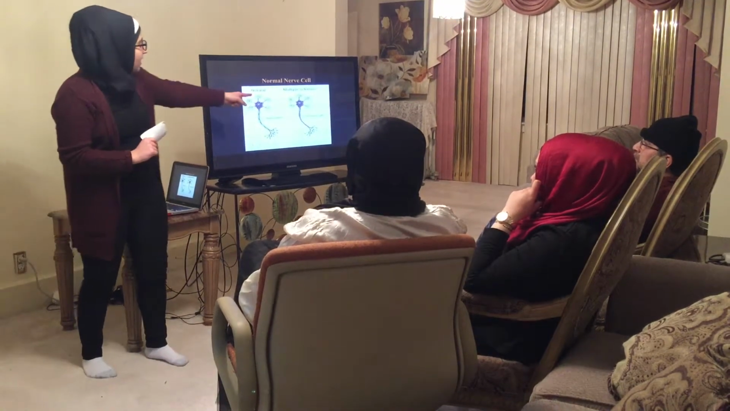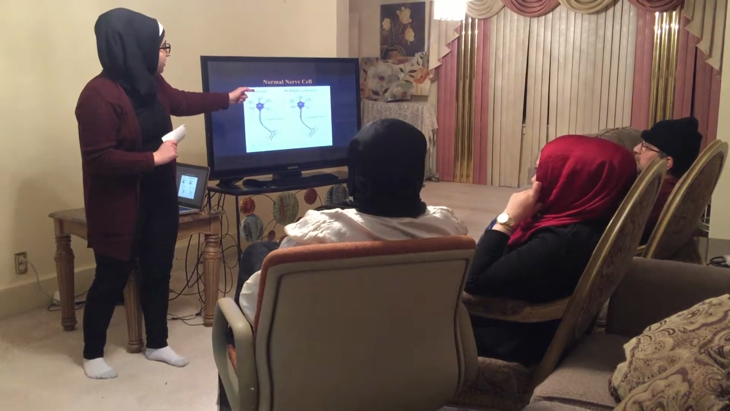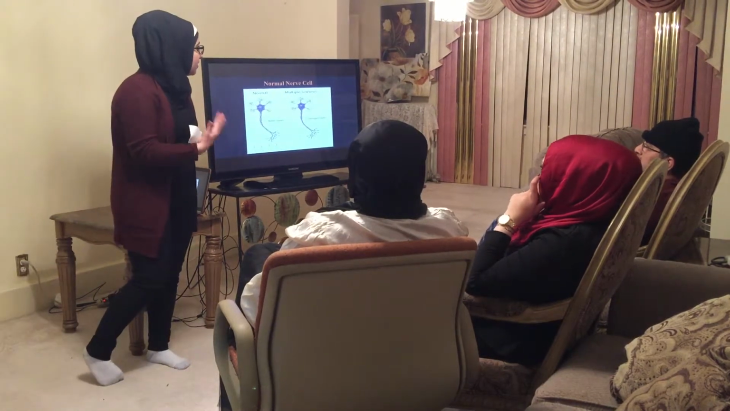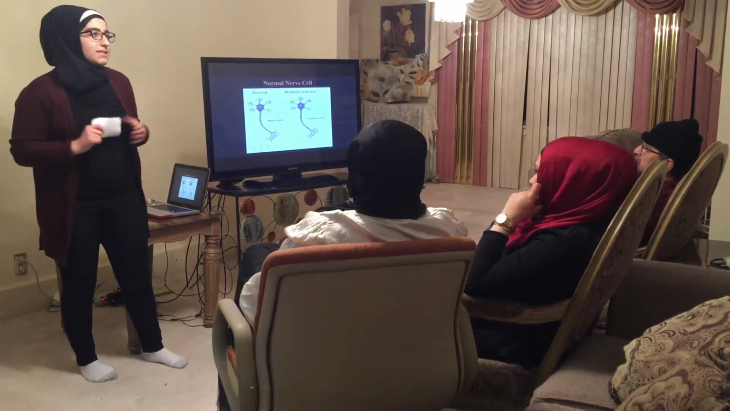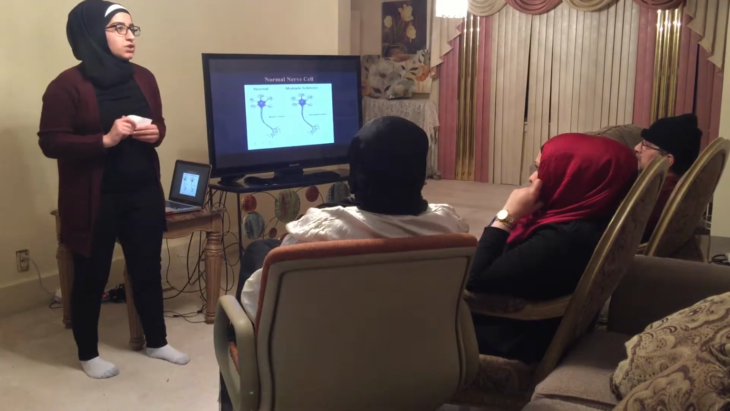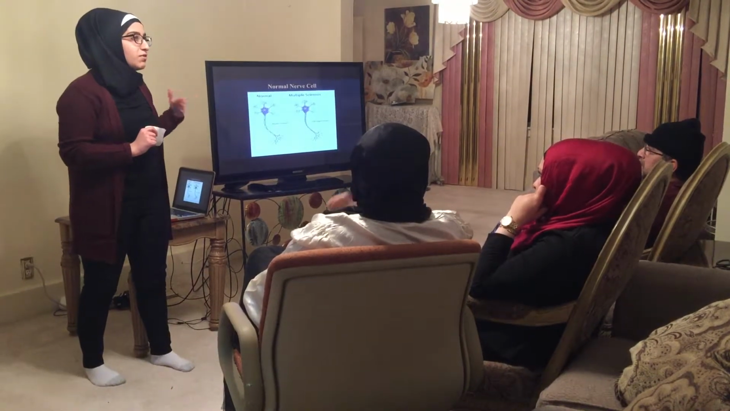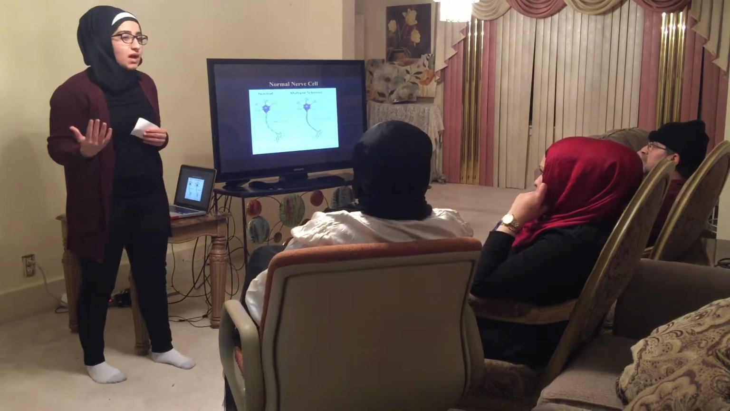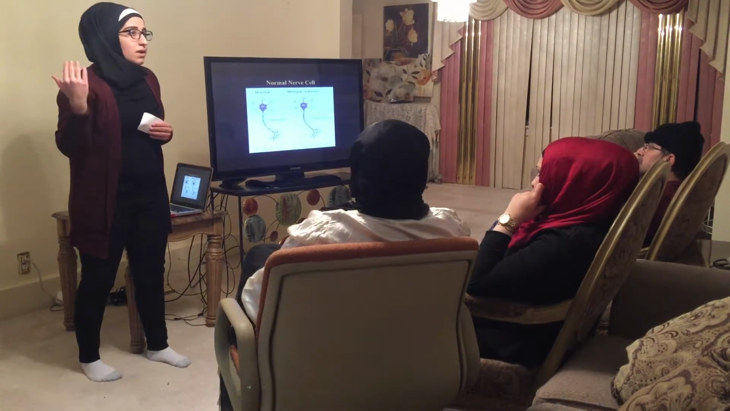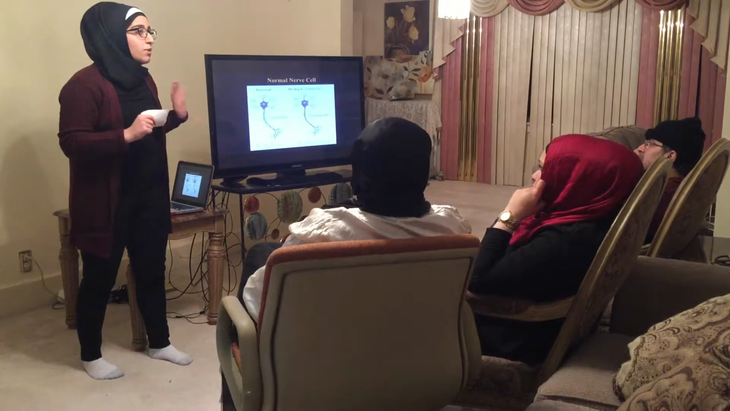Now, over here to the right is a cell with multiple sclerosis, and as you can see, the myelin sheath is damaged. Now, what causes the myelin sheath to be destroyed? This happens as a result of immune cells leaking into the brain and mistaking the myelin sheath for a dangerous substance, and as a result, the immune cells attack it. Therefore, MS is an autoimmune disease.